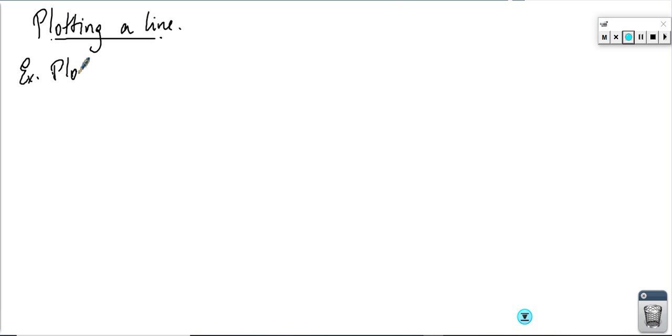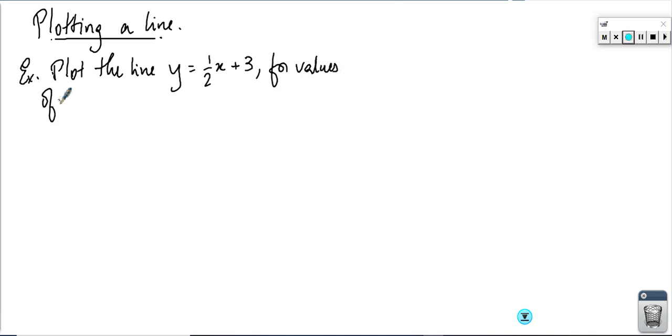For example, plot the line y equals half x plus 3 for values of x between minus 6 and 2. So suppose we have that problem, okay? We're just given the equation of the line, and we need to plot that line. Now, we can go to our scientific calculator, okay? You can find your scientific calculator.